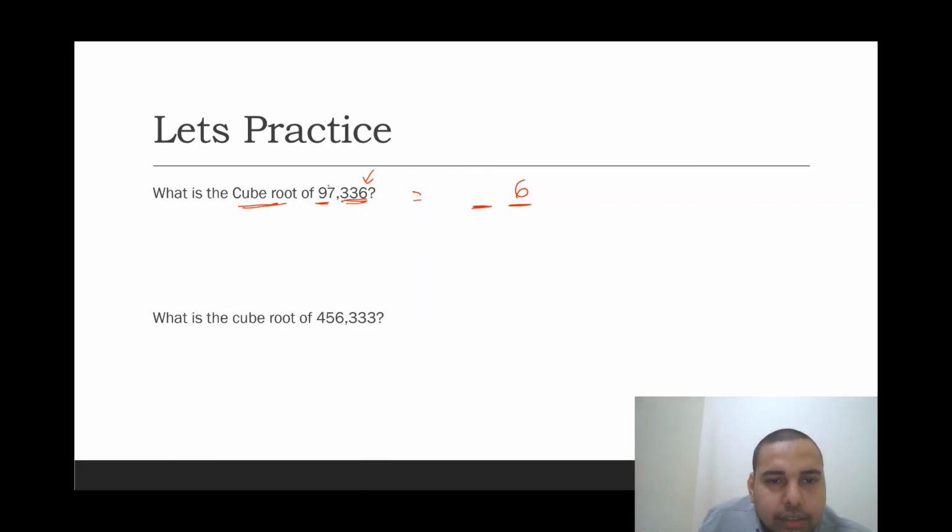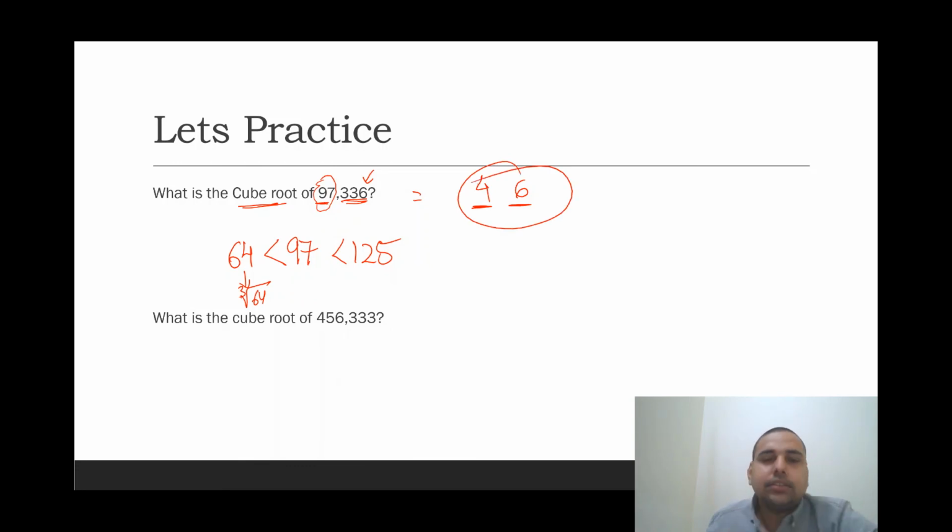And how do I find the first digit? I look at the leftmost group, and I try to place it between 2 cubes. In this case it will lie between 64 and 125. That means my first digit is the cube root of 64, which is 4, and that gives the answer 46. Now with enough practice you would be able to do it much more quickly. Let's look at the next example.